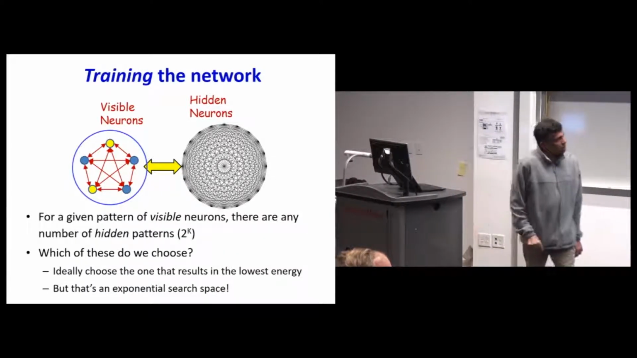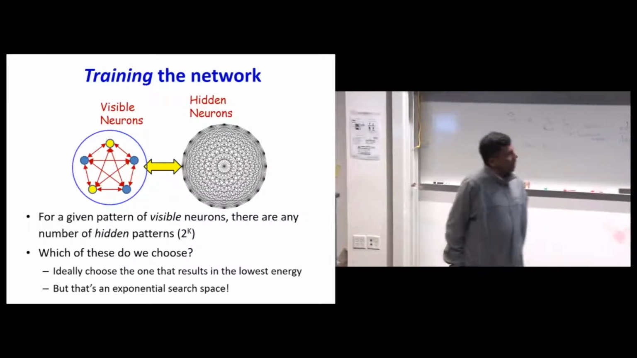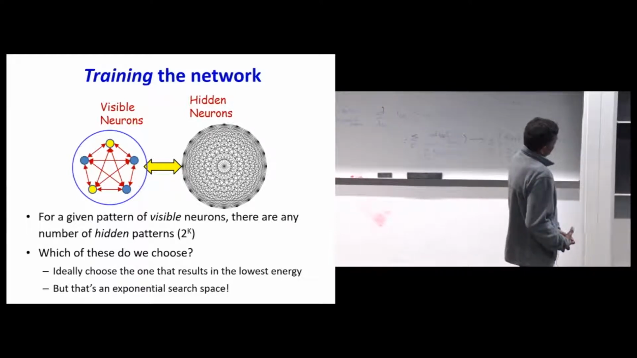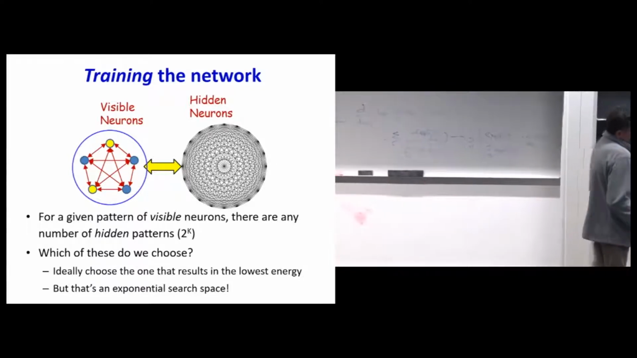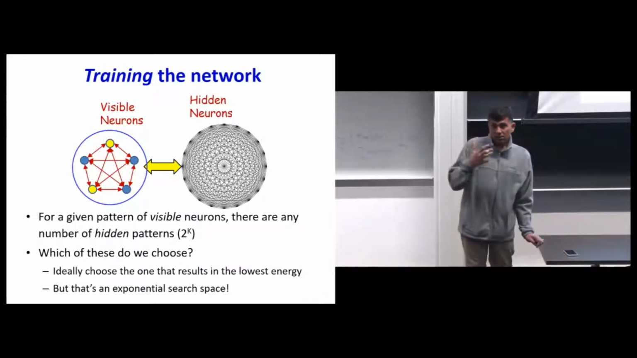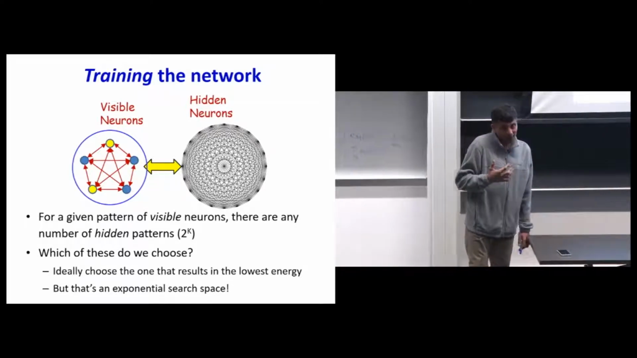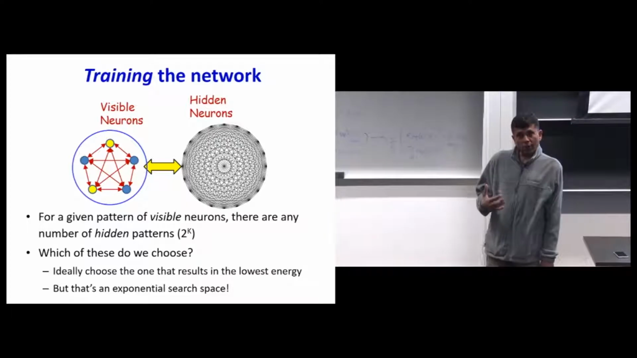And so now, if you expand the capacity of the network in this manner, for a given pattern of visible neurons, there are any number of hidden patterns. For a single visible pattern, I can generate up to 2 raised to k hidden patterns, right? Which of these do I really keep?